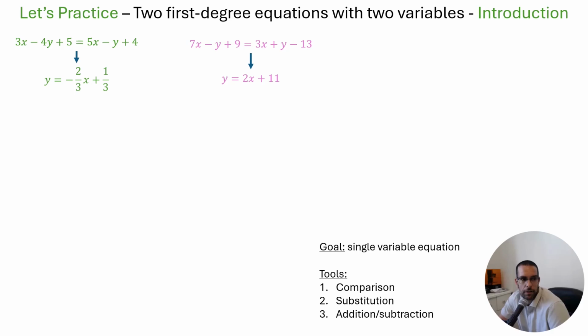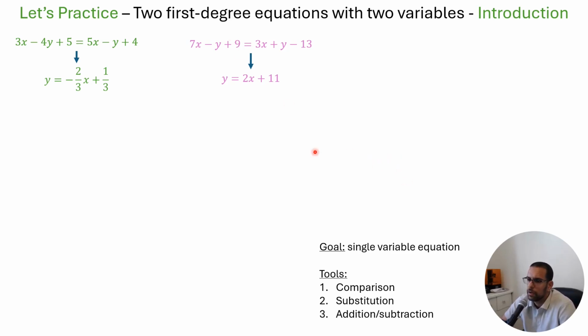So, all right, we learned the theory. So what do we do? What do we do in practice to find the intersection between the two lines? So remember, our goal is to reach a single variable equation, meaning that we want the problem to be represented not as two equations with two variables. We want it to have one equation with one variable.